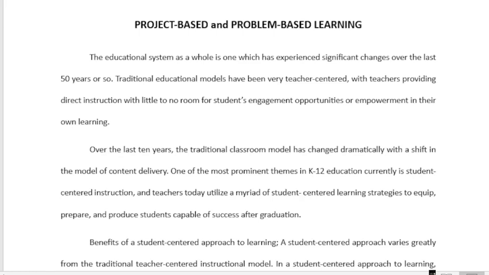Project-based and problem-based learning. We have heard about these terms, no? Project-based and problem-based learning. So in this presentation, let us learn further on these terms by having this article.